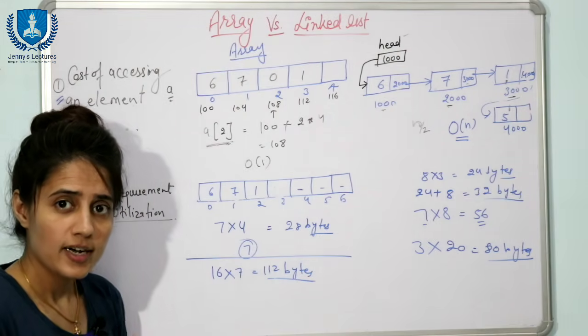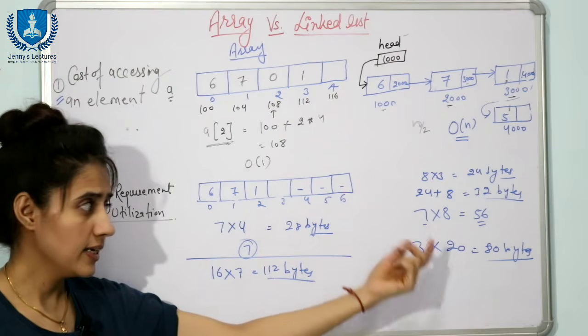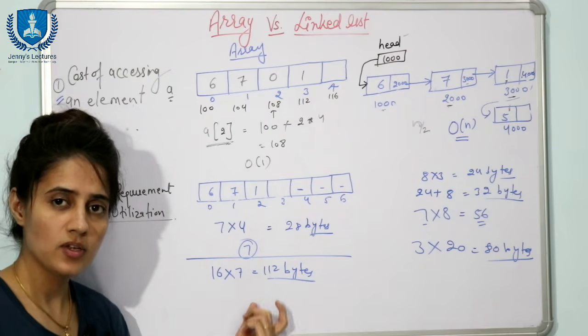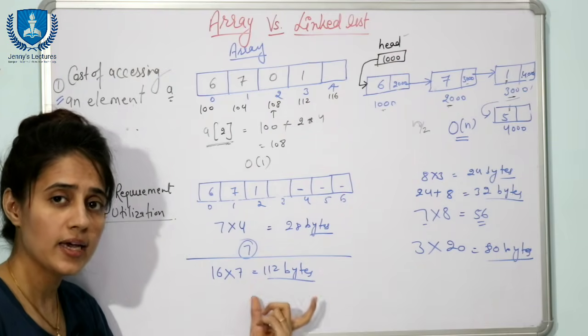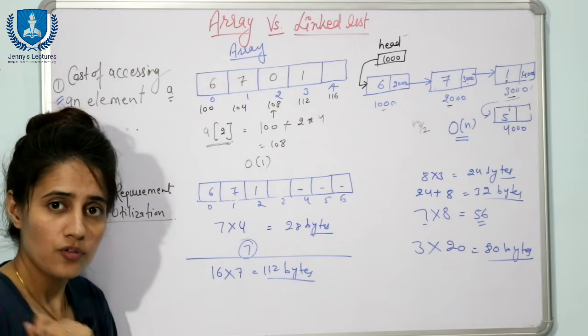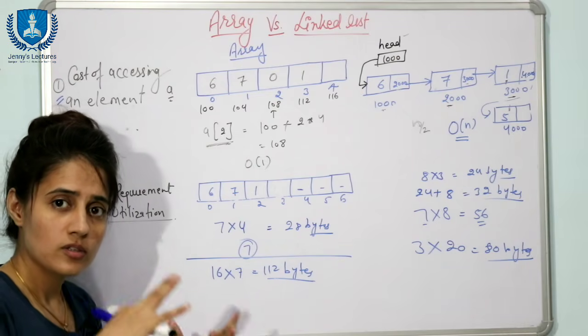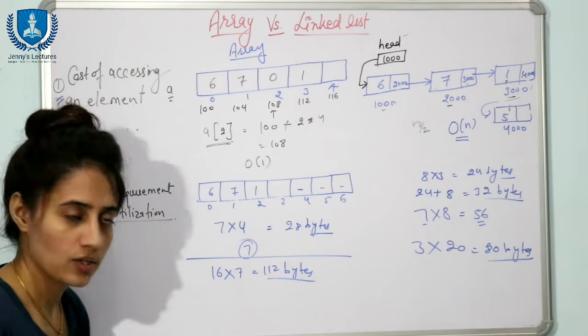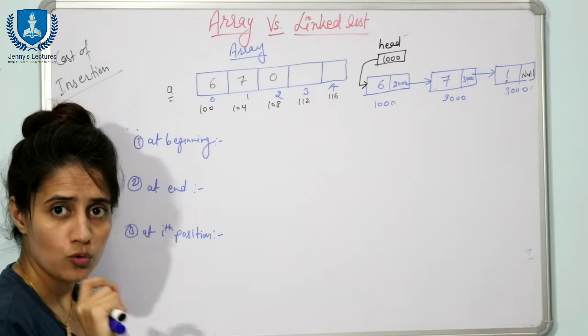But generally we say that memory utilization in linked list is very efficient compared to array, and memory requirement in array is less and memory requirement in linked list is more. Now third factor is cost of insertion and deletion. So first of all we will discuss what is cost of insertion.